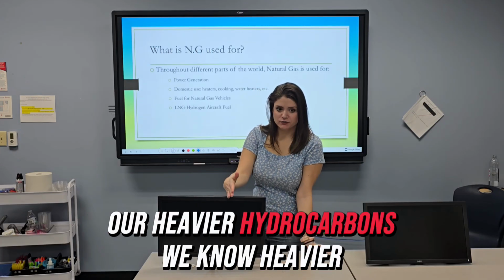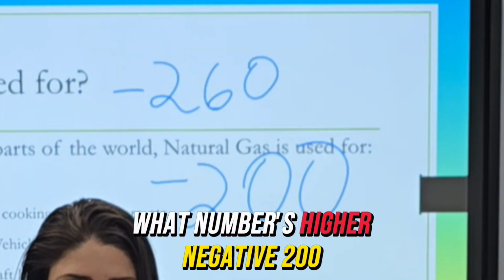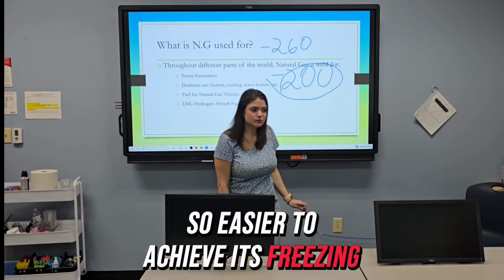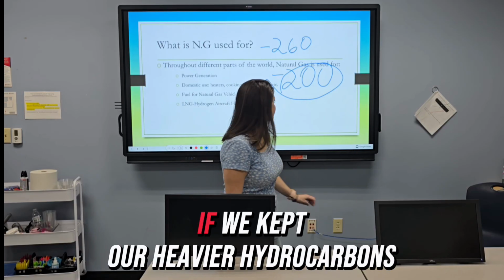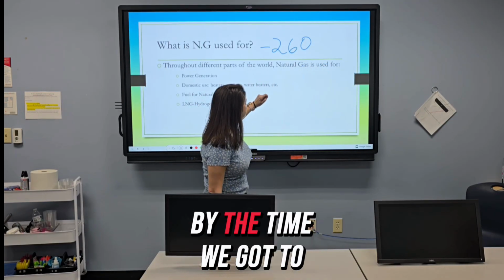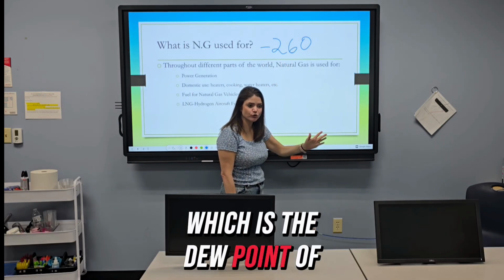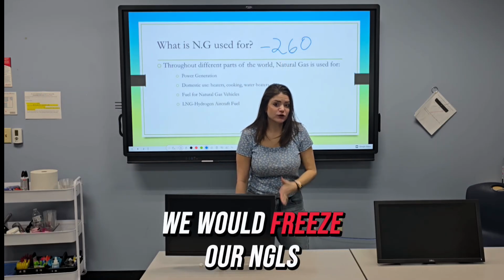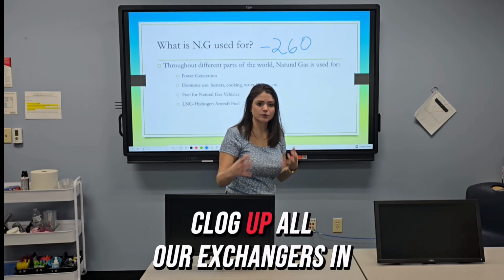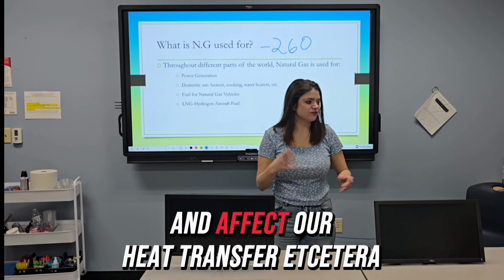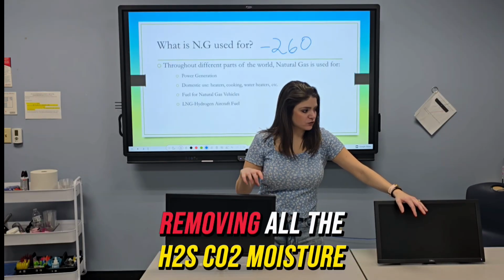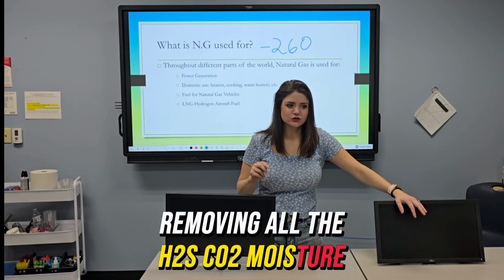Our heavier hydrocarbons, we know heavier equals higher. What number's higher? Negative 200? So easier to achieve. Its freezing point is also going to be higher. If we kept our heavier hydrocarbons, our NGLs, in our process, by the time we got to negative 260, which is the dew point of methane, ethane, we would freeze our NGLs. If we freeze our NGLs, they're going to clog up all our exchangers in our process, right, and affect our heat transfer, etc.